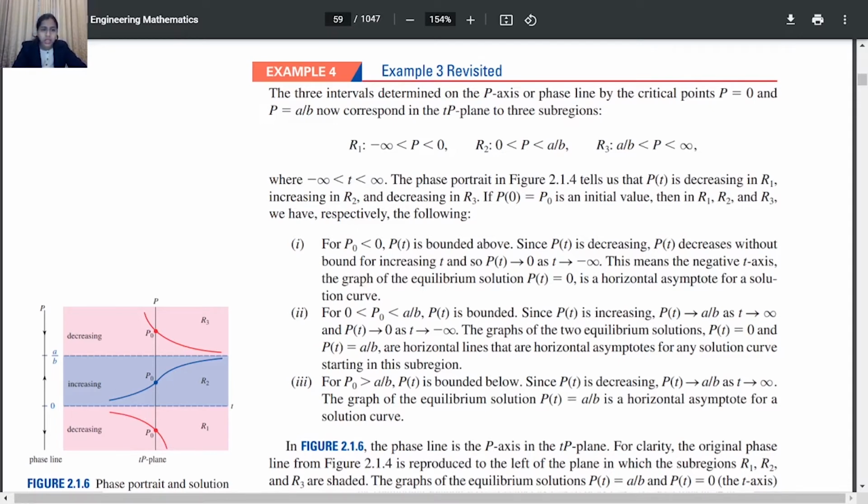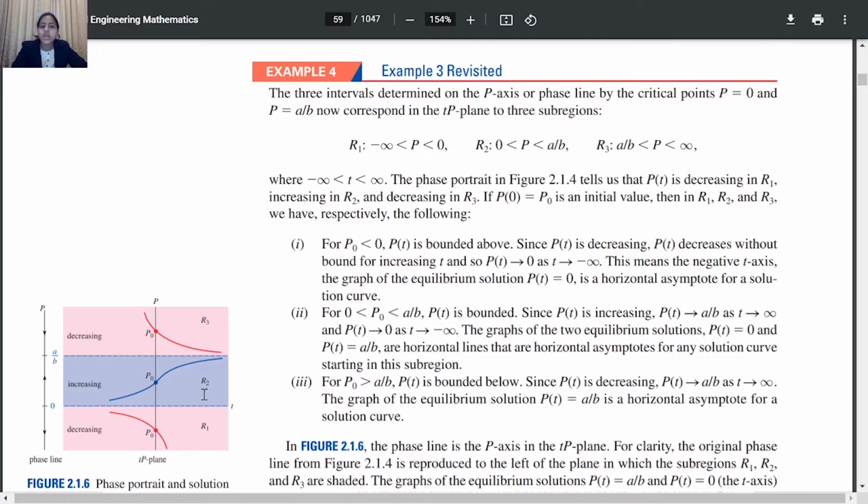I hope this is clear. Here t acts as the x-axis, and our p is on the y-axis. We are considering the tp plane, not the xy plane. So as t approaches infinity, the function is decreasing. In region R3 we will get a figure like this, and in region R1 we will get a figure like this. Both these regions are bounded by an equilibrium solution, so they will definitely approach the equilibrium solution. That was one of the observations that we had made.